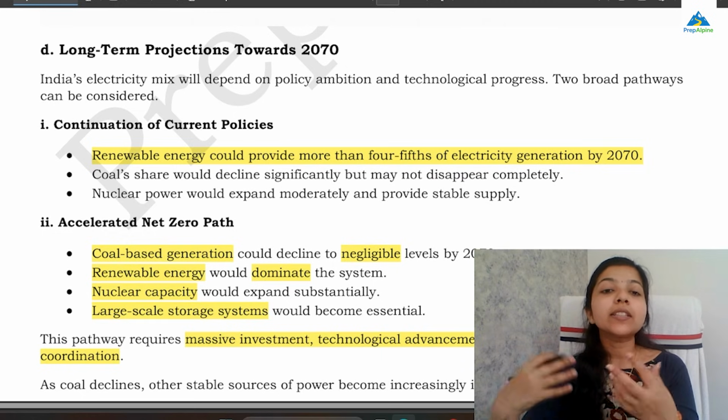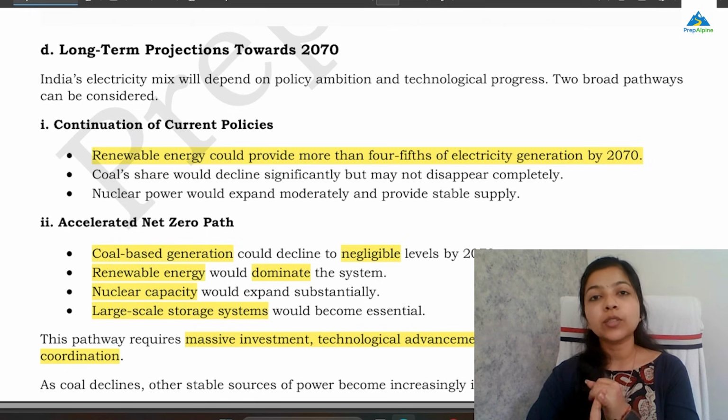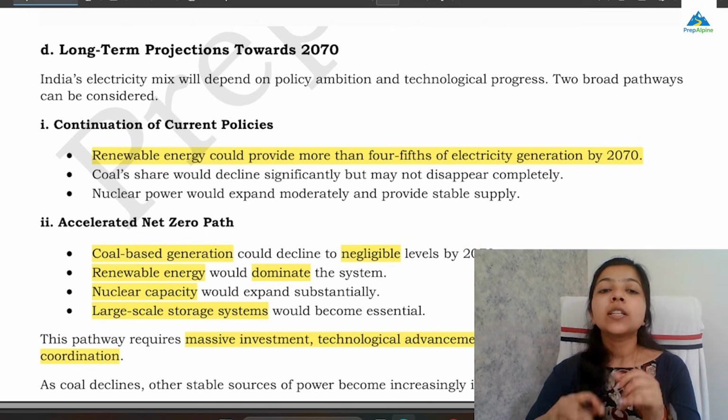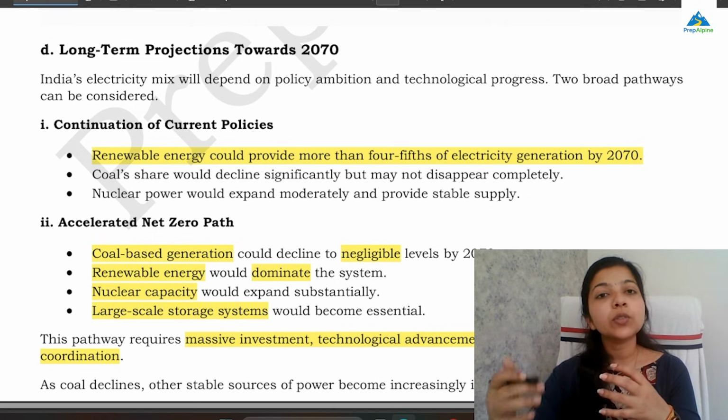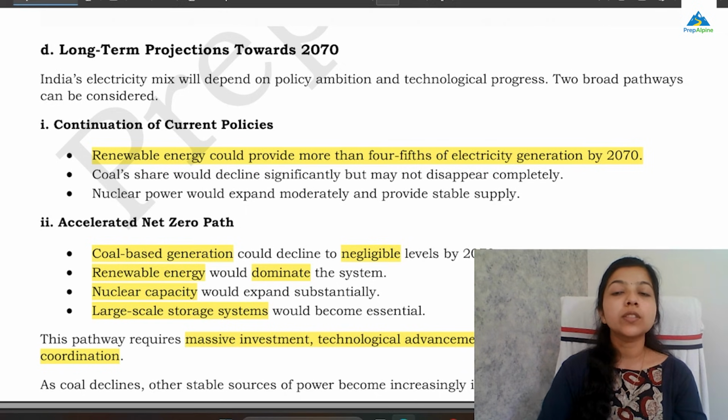But what if we accelerate the current policies? If we accelerate, then coal will decline to negligible levels, meaning next to zero. Renewable energy will dominate, nuclear capacity will expand, and there will also be large scale solar systems.